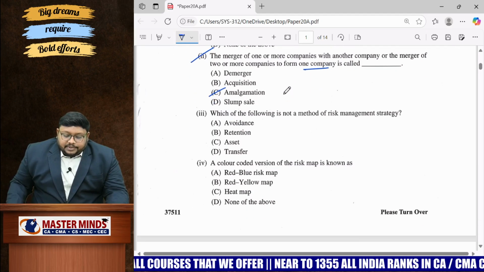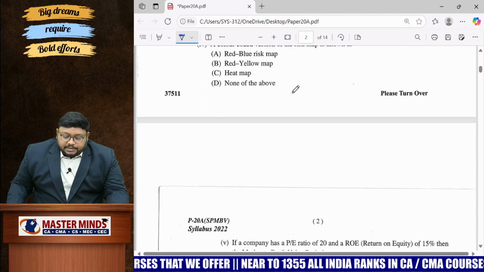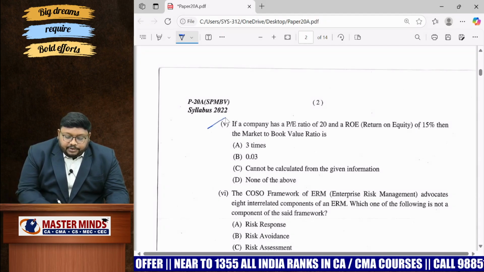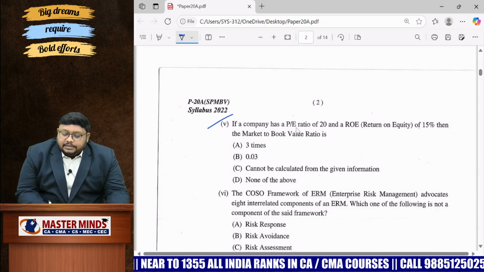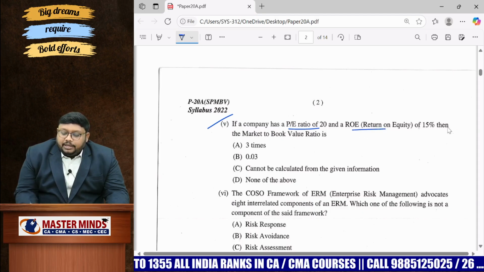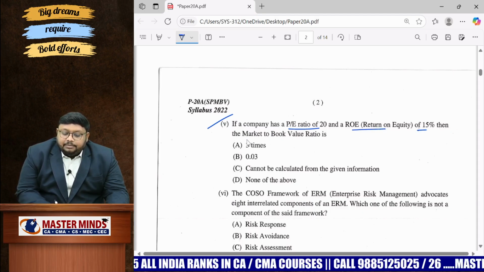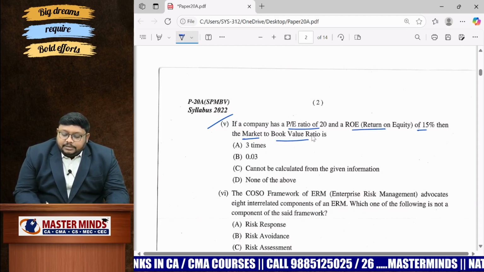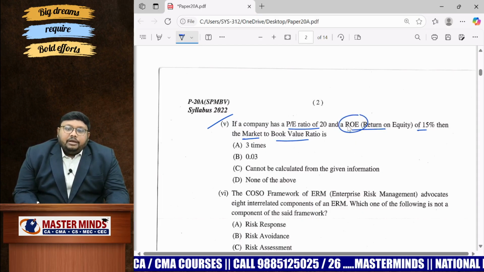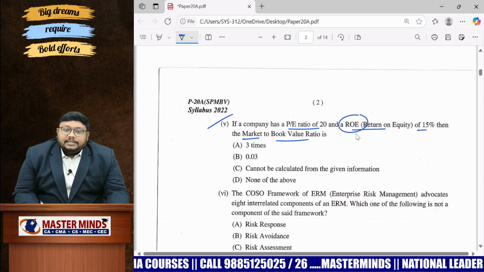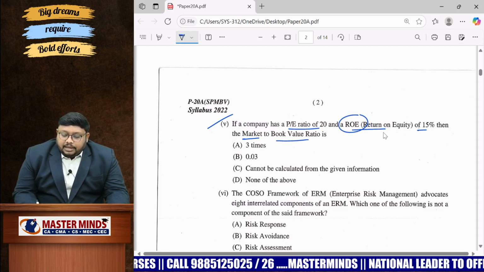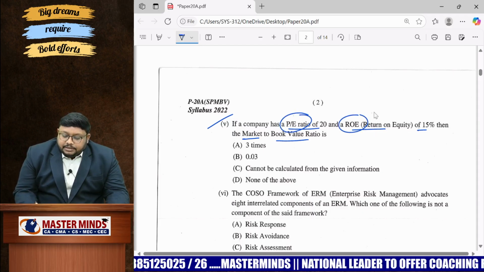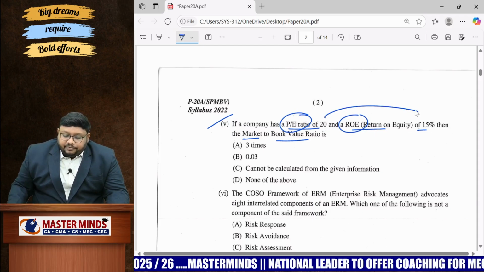And the third question and fourth question they are giving from SPM. So coming to the fifth question: if a company has a PE ratio of 20 and return on equity is 15%, then they're asking for the market to book value ratio. It's a little tricky, so we can multiply by return on equity. Already we know that return on equity is total returns divided by shareholders' value, and we can say the PE ratio is nothing but MPS by EPS. So you can get the same thing: 20 into 15% over here.